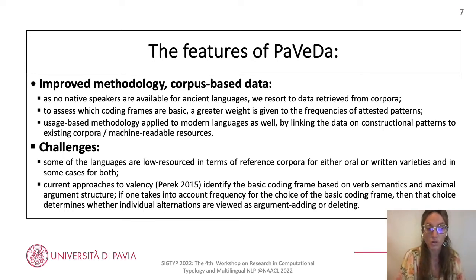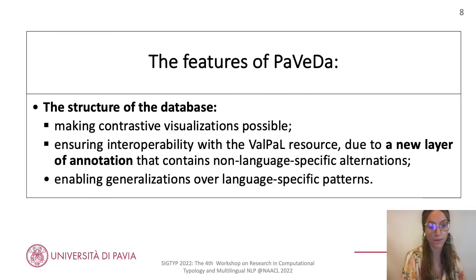In addition, current approaches to valency identify the basic coding frame based on verb semantics and maximal argument structure. If one takes into account frequency for the choice of the basic coding frame, then that choice determines whether individual alternations are viewed as argument adding or deleting. The structure of the database is aimed at making contrastive visualizations possible, ensuring interoperability with the ValPaL resource due to a new layer of annotation that contains non-language specific alternations, and at enabling generalizations over language-specific patterns.